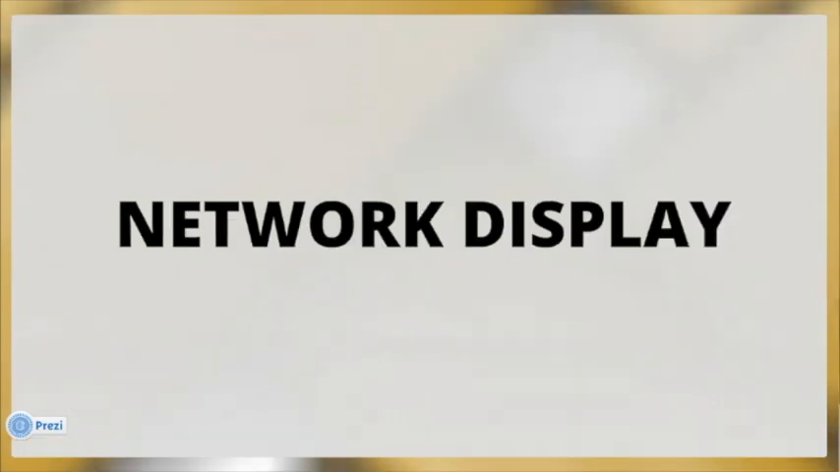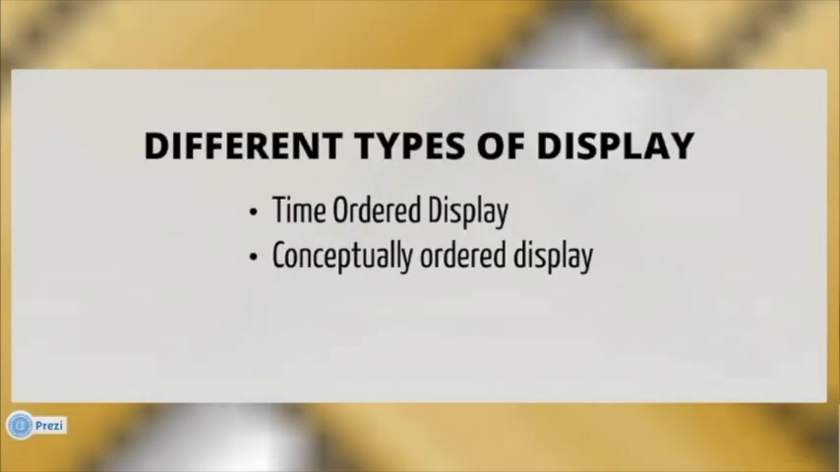Display. This is how you show your data. Their details and sophistication differs depending on the function and amount of information that are available. All kinds of display is useful in the research process. Different types of display. Number 1. Time-ordered display. Example: events list, activity records, decision models. Number 2. Conceptually ordered display.